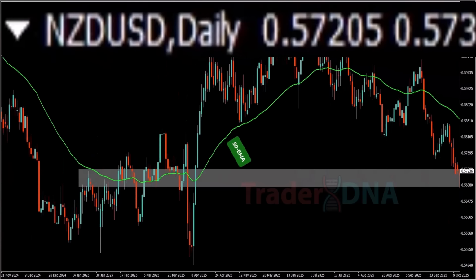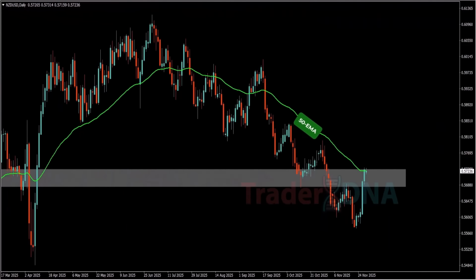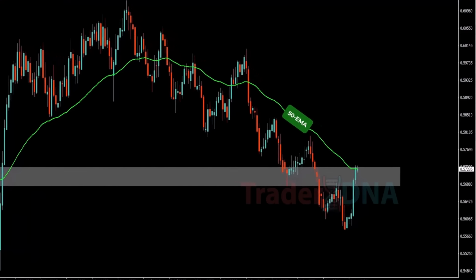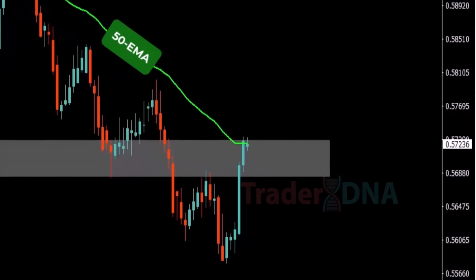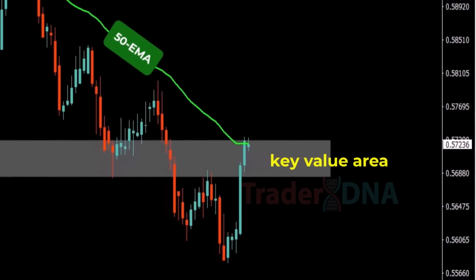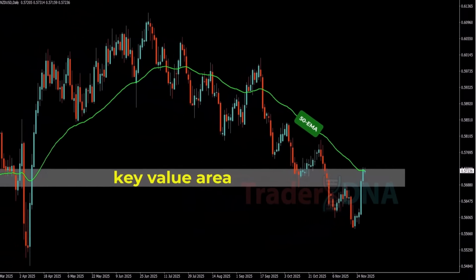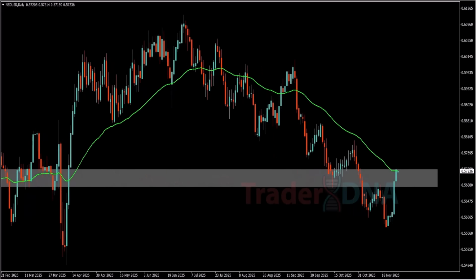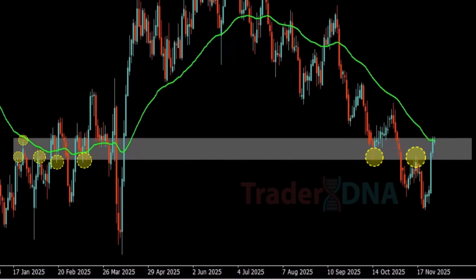Look at what's happening right now. Price has just slammed straight into the 50 EMA, and at the exact same moment, it's also touching the most recent key value area. And this isn't just any random zone. This area has been respected again and again if you scroll far back in the past. The market treats this level like a sacred line, and every time price touches it, something big happens.